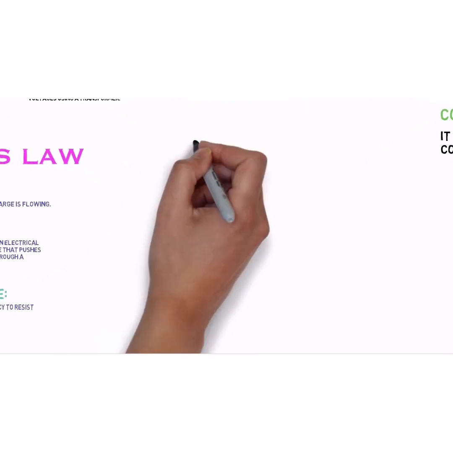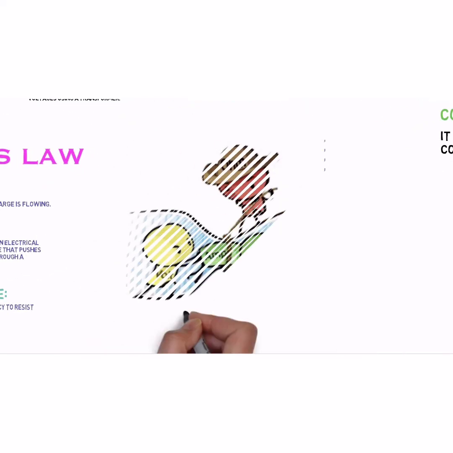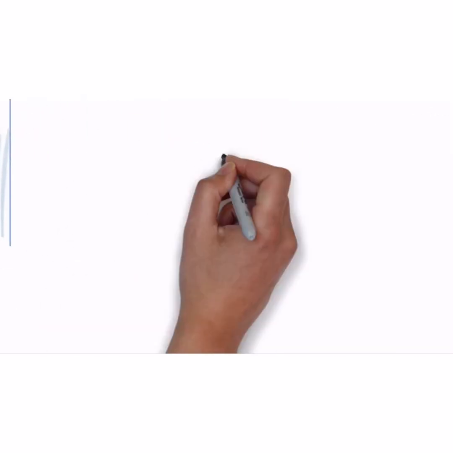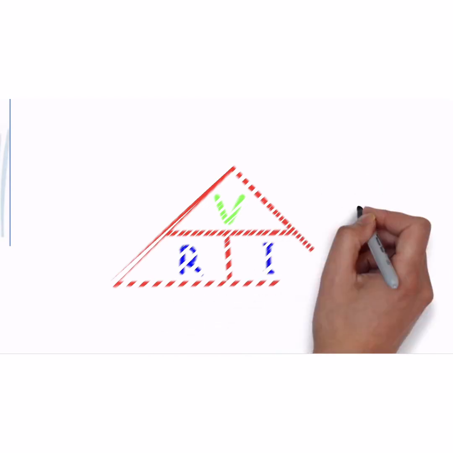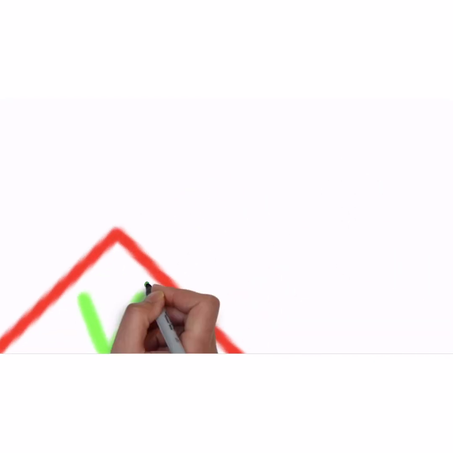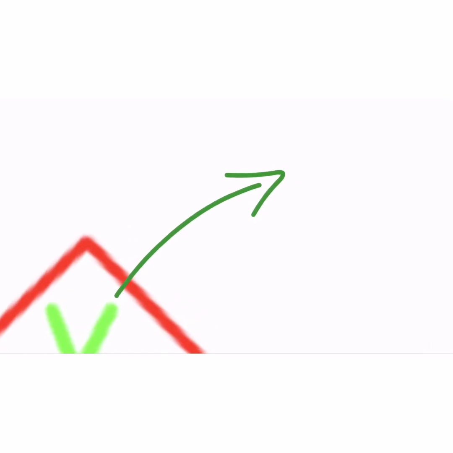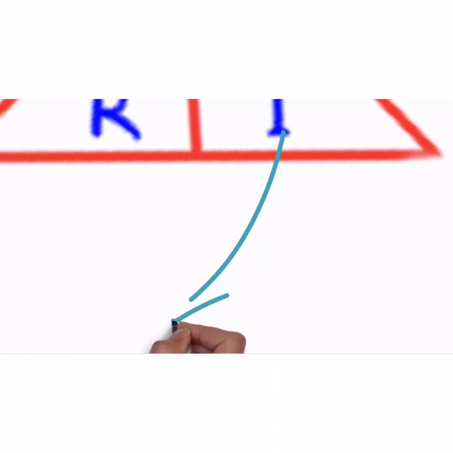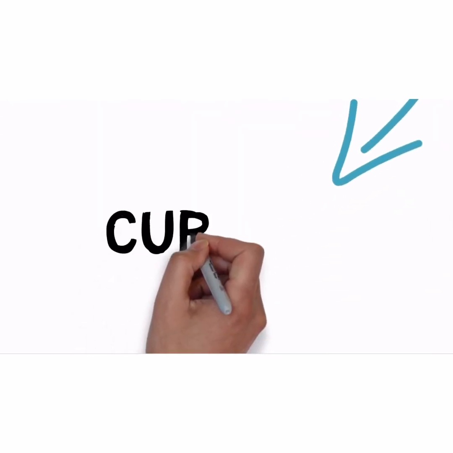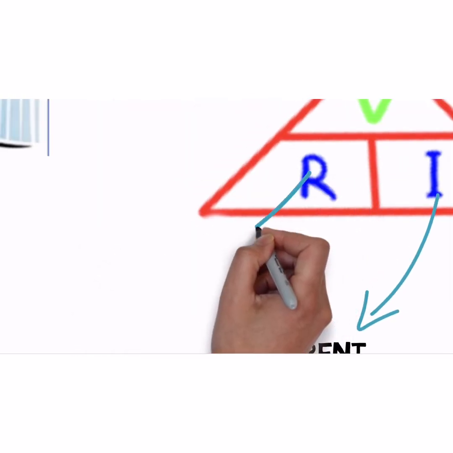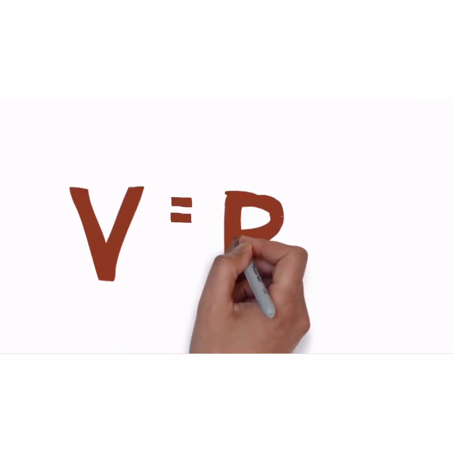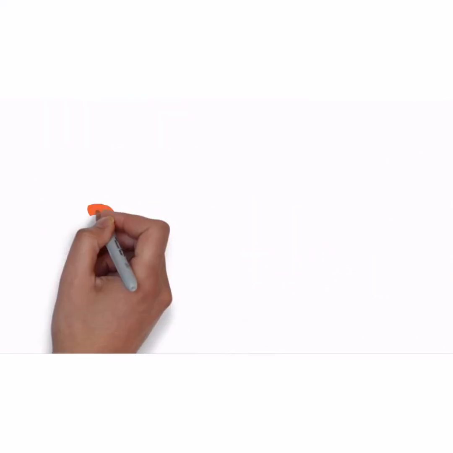I think you will understand the concept better with this picture. Now let's take a look at the formula. V is for voltage, I for current, and R for resistance. V equals R times I.